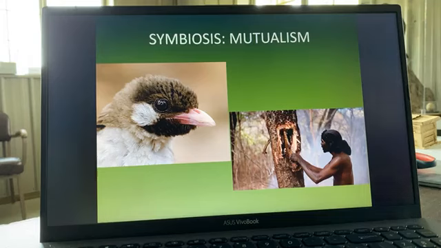Here, the honey guide is flying. So that's kind of neat.